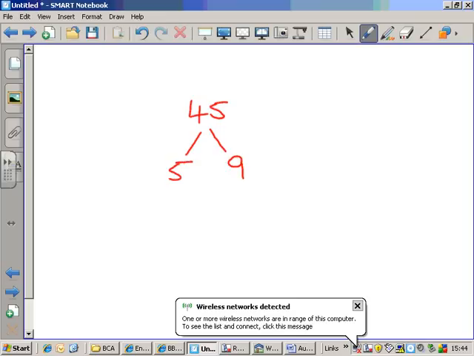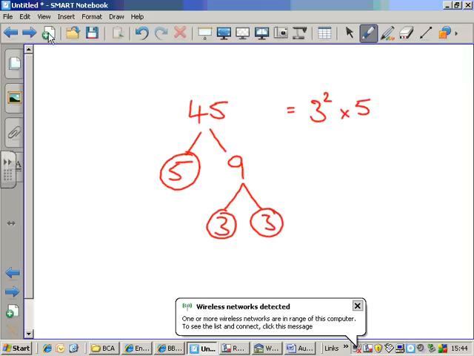5 times 9 is 45, right? There we go. 5 is a prime number, isn't it? 9 is 3 times 3, right? And there we go. The prime factors of 45 are 3, 3 and 5. 45 is written as 3 squared times 5.